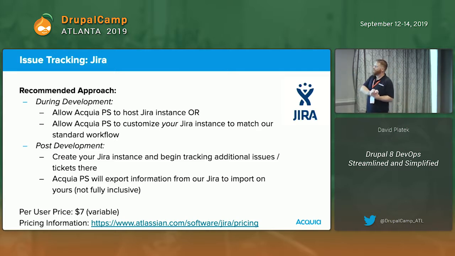We will host a Jira instance for you if you give us a lot of money. Or we will work with your Jira instance if you give us a lot of money. Or you can set up your own Jira instance. Other tools, Trello's cool, Pivotal Tracker is out there. Asana is pretty good for this.